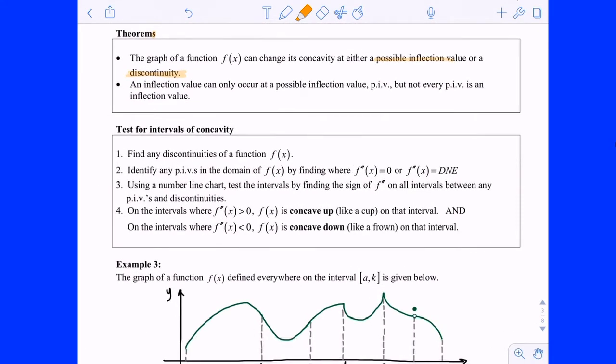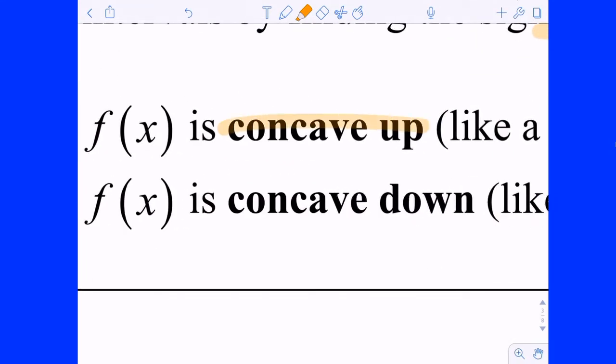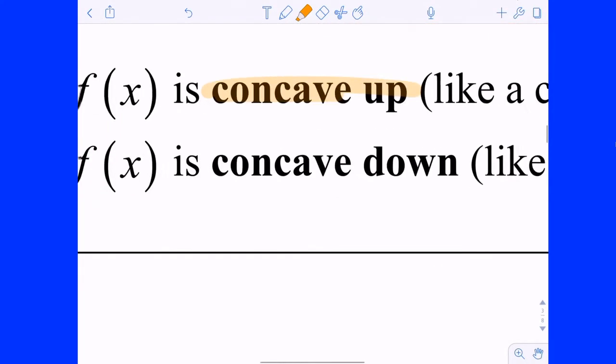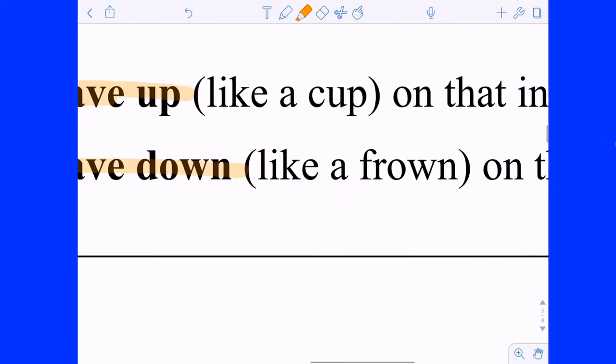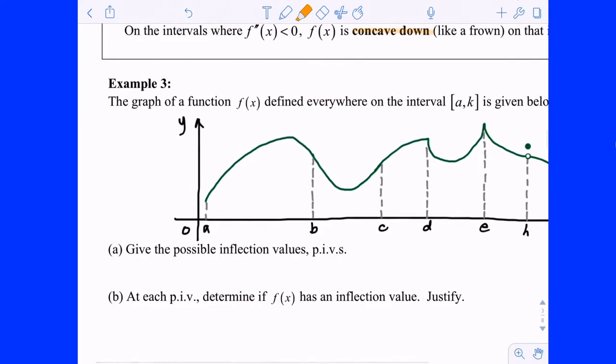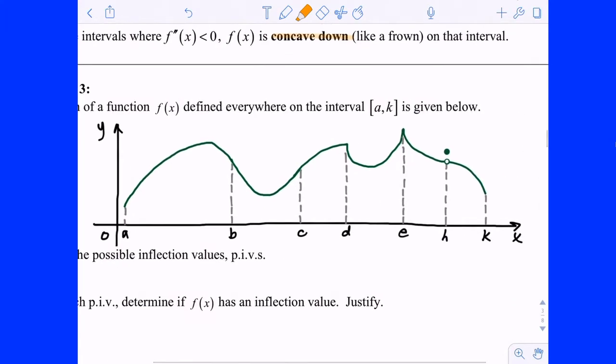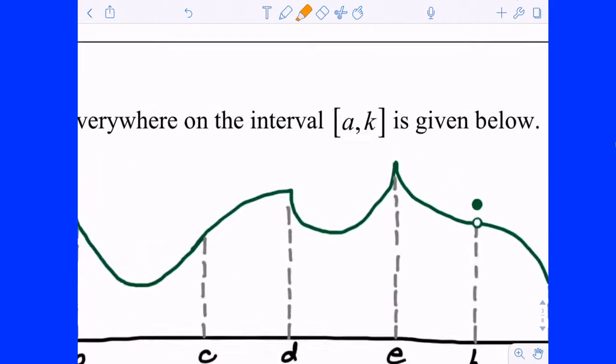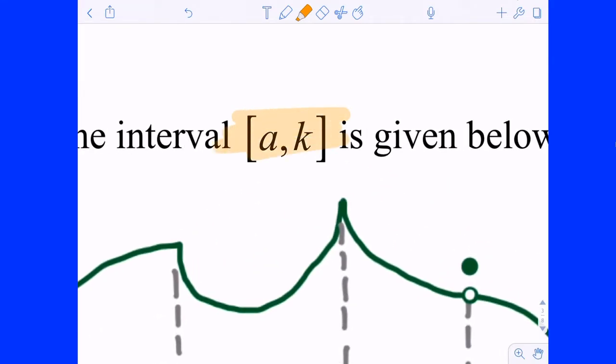Then we're going to make a number line chart, except we're going to be using second derivative information rather than first derivative information. And just like with the other number line chart, where the second derivative is positive, the graph will be concave up like a cup. And where it's negative, it's going to be concave down like a frown. All right, now before we do it with an equation, let's practice on a graph, right? This is kind of getting your toe wet, testing the water.